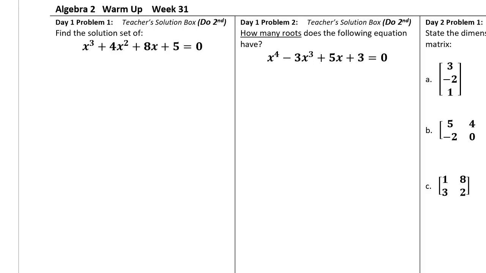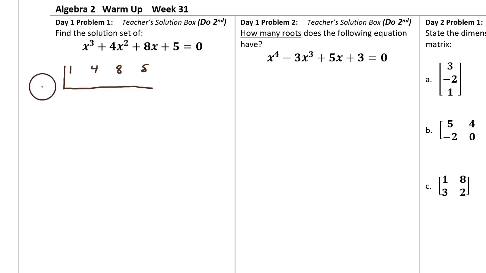Here is the answer for day 1, problem 1. Find the solution set of this equation. Because it goes to the third power, let's use synthetic substitution to find our first root. So we have 1 x to the third, 4x squared, 8x, and then the constant 5.